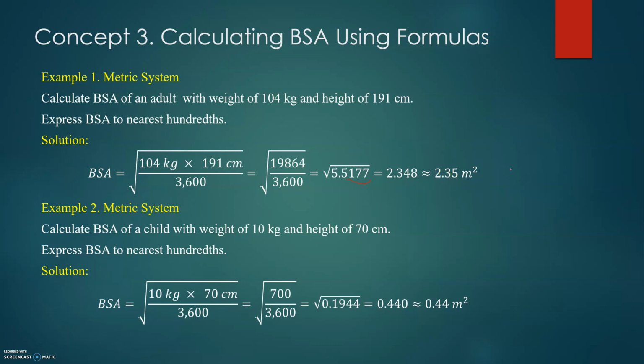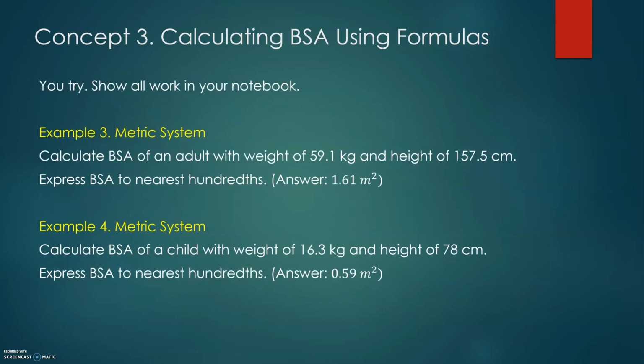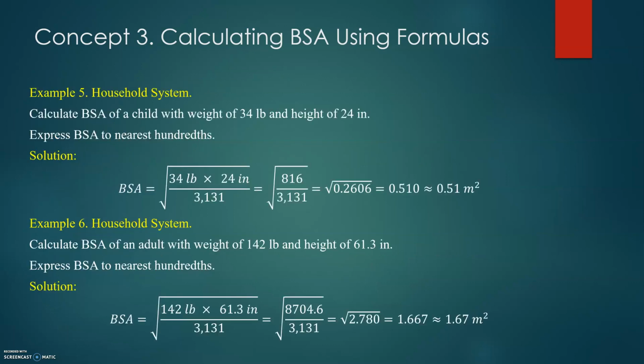2.35 square meters. You can try to check example number 2 in the metric system. So see if you can get the answer for the second example, 0.44 square meters. And you also can take a look at these examples in metric system. Calculate them, please. So for your extra exercises, record and share your answers on the blackboard. And then also calculate BSA using the formulas for the household system.